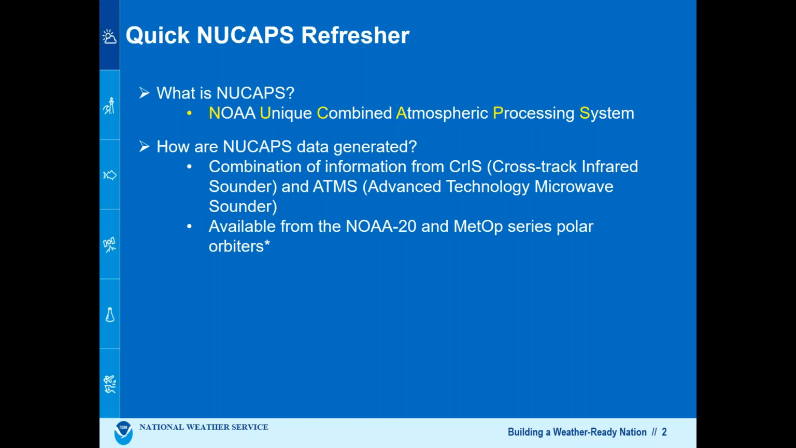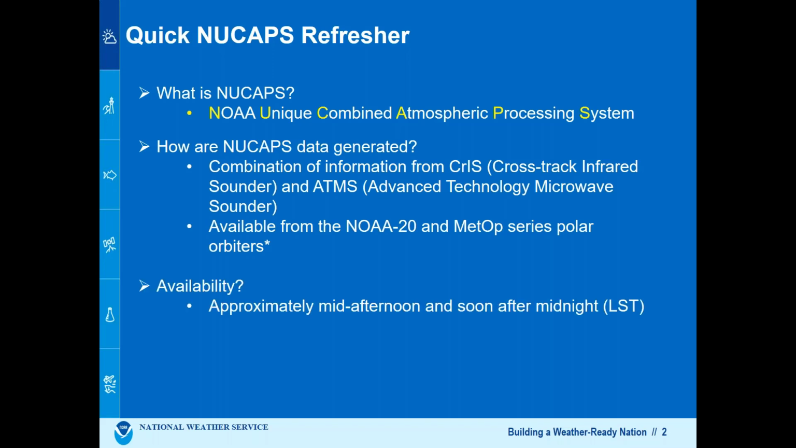And then later on, you can see that these profiles of data and these layers can be combined to give what is called gridded NUCAPS data, which may be very helpful for seeing trends and gradients, at least in a two-dimensional map view. Availability is roughly in the mid-afternoon and then in the hours after local midnight. So you're going to see a couple passes during the day. And of course, for the CONUS and Alaska region, there's actually some more data that you receive from additional satellites, and I'll tell you about that a little bit later on.